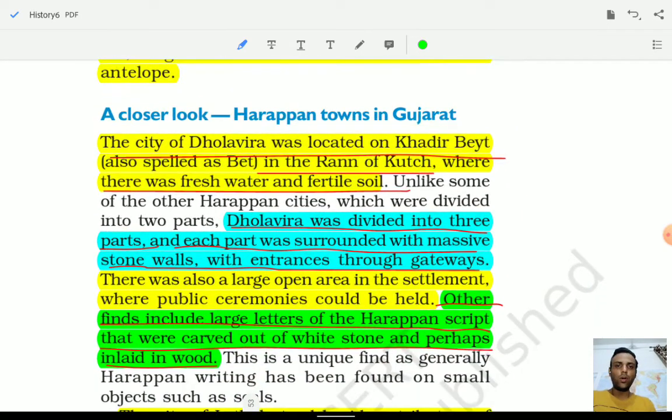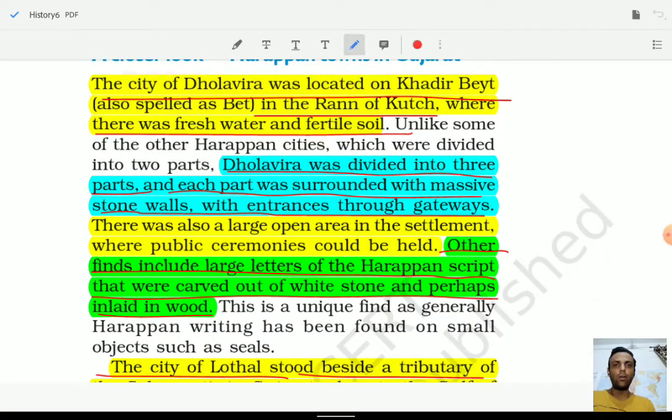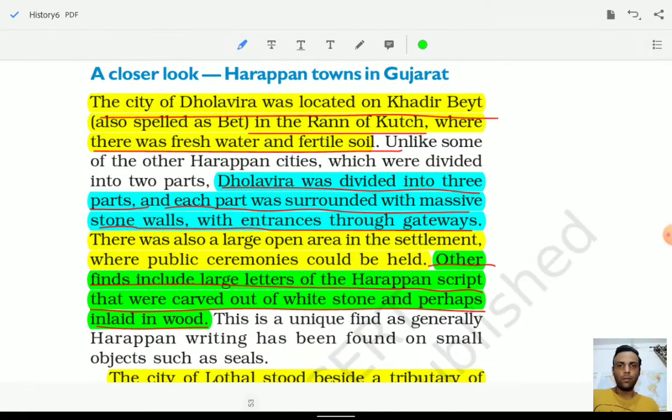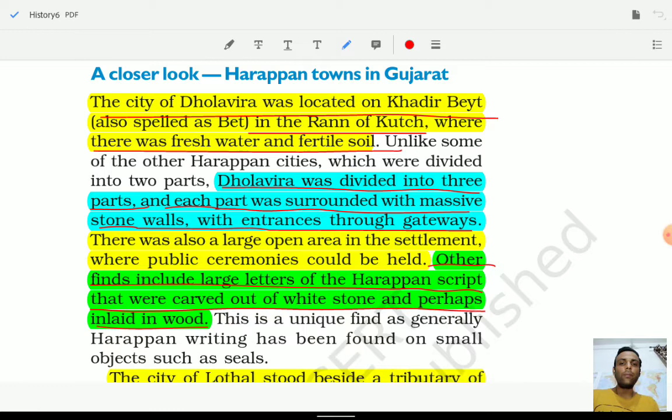A closer look at Harappan towns in Gujarat. So now, we have already seen the earlier map, Dholavira. Now understand Dholavira because most of the time this site remains in the news, right? Because it is a really important site. The city of Dholavira was located in Khadirbet. Pay attention that it is located in Khadirbet, also spelled Bet, in the Rann of Kutch. Location becomes very important.